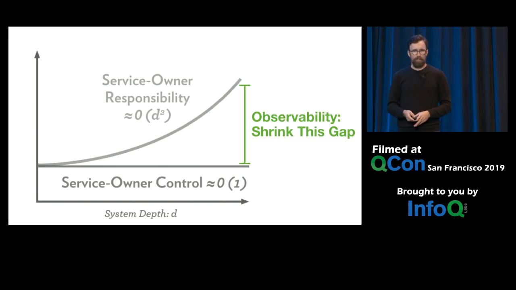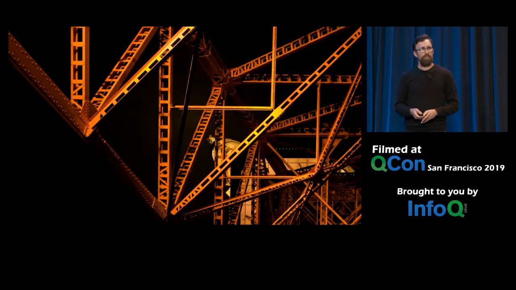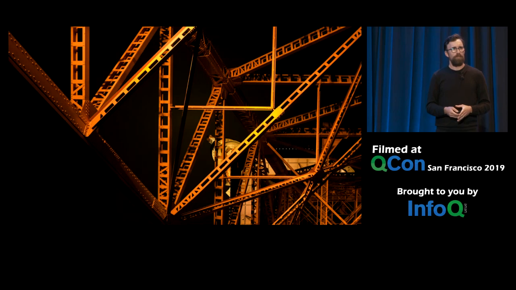So the idea is that observability will be able to shrink this gap between the scope of our responsibility and the scope of our control. And traces can provide something pretty fundamental. They can provide the backbone for a much more rigorous and automated process of observing and understanding our systems.